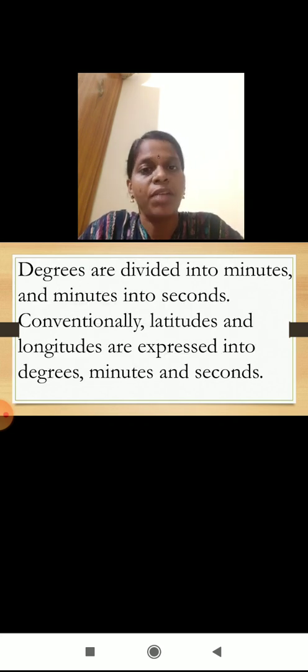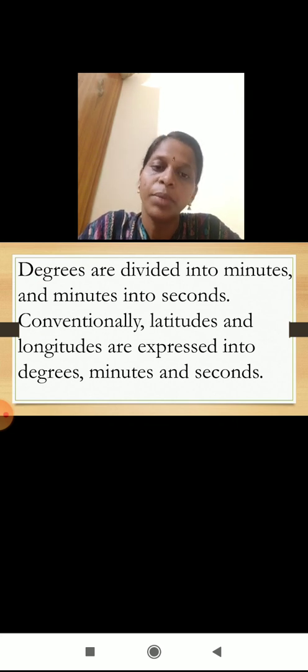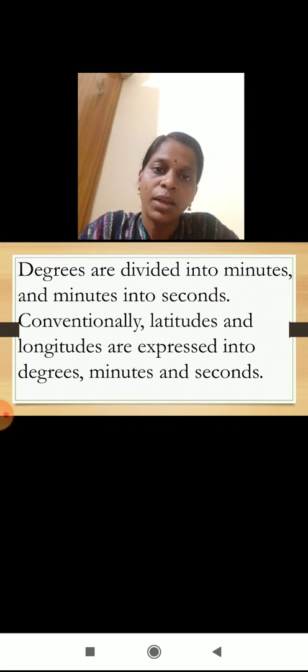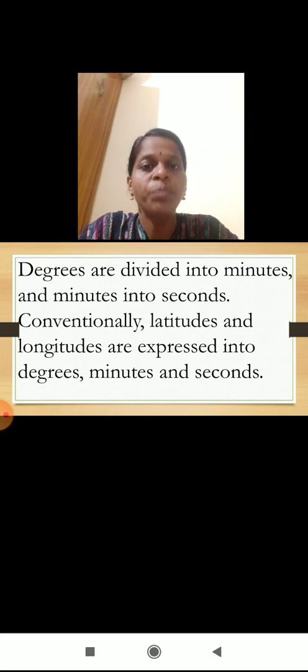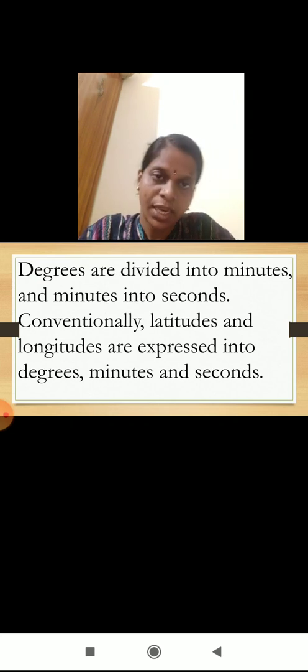Degrees are divided into minutes and minutes into seconds. Conventionally, latitudes and longitudes are expressed in degrees, minutes and seconds, just to know the exact time, location and climatic condition. So those imaginary lines, the longitudes and latitudes, are written in the form of degrees, minutes and seconds.